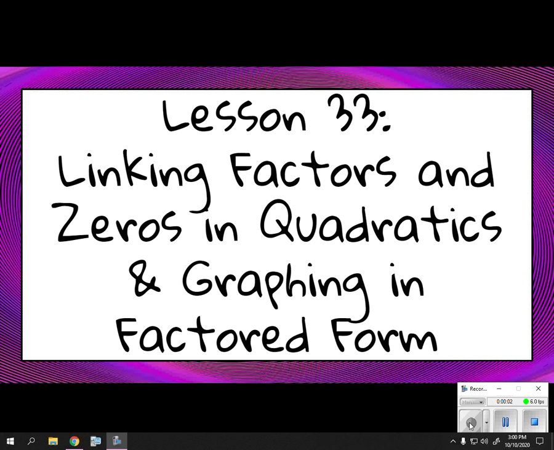Guys, it's Miss Phoebus, and this is lesson 33, linking factors and zeros in quadratics. And then we're also going to be doing graphing in factored form. So it's like two little mini lessons kind of shoved together into one lesson.